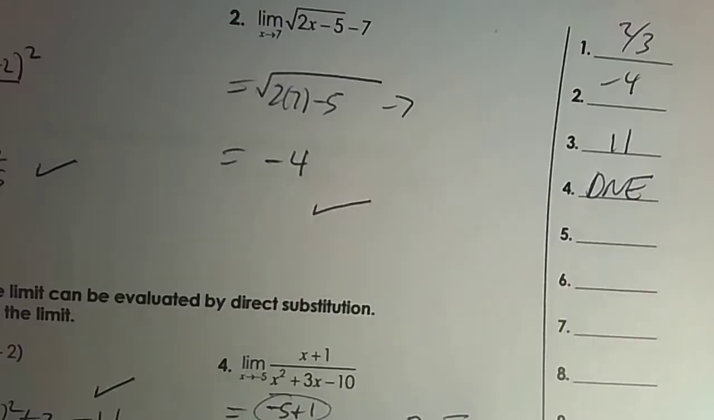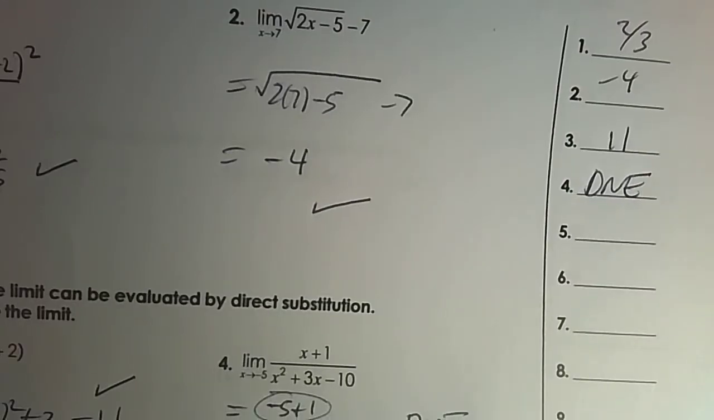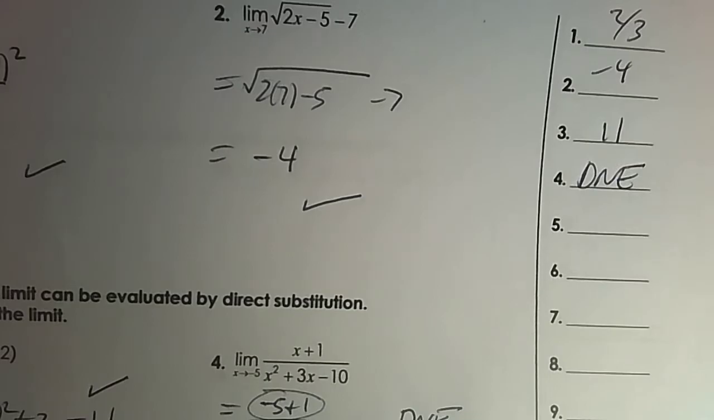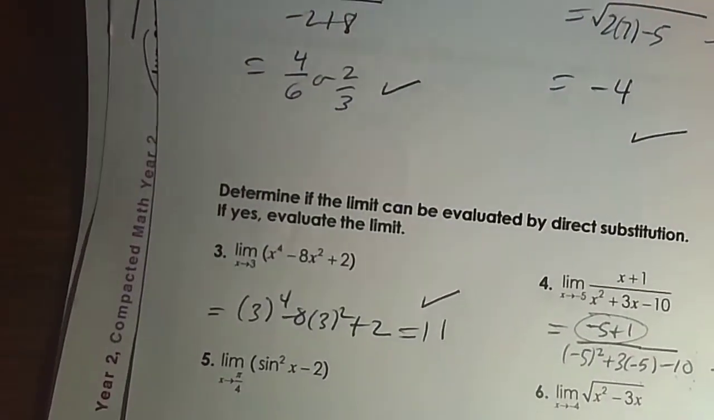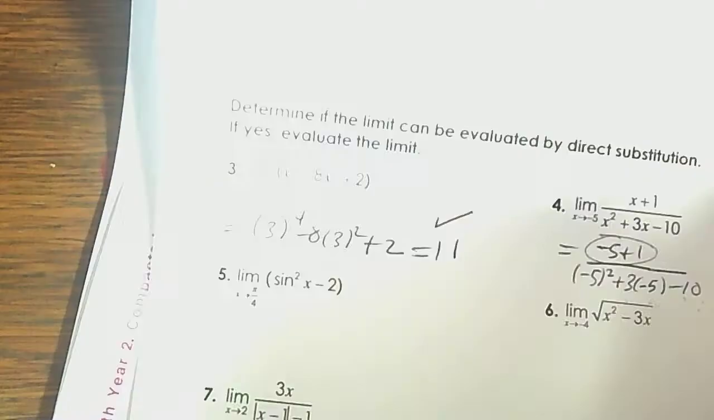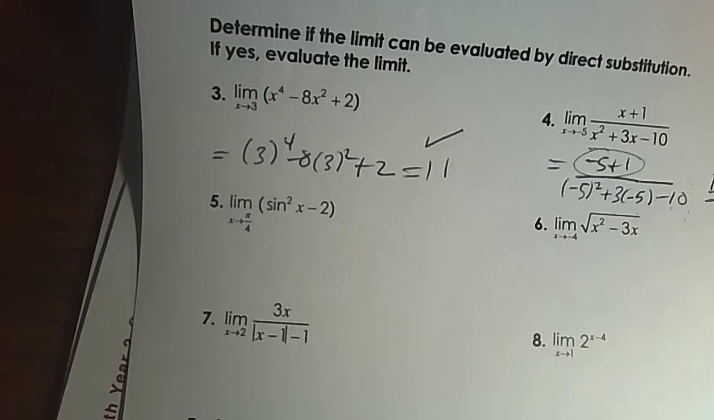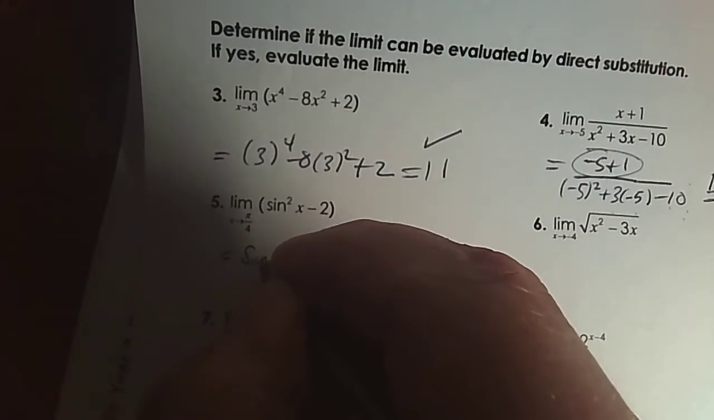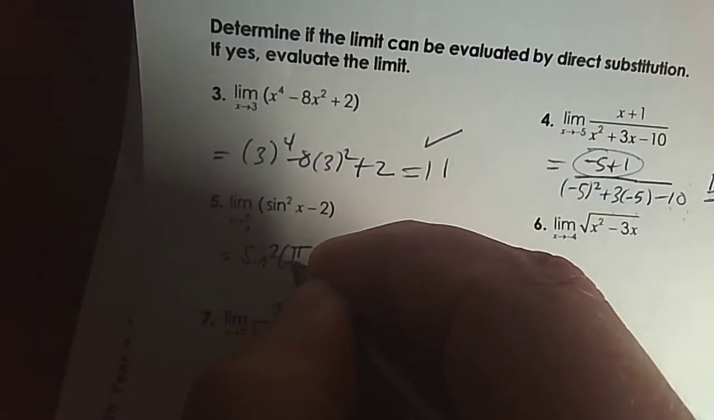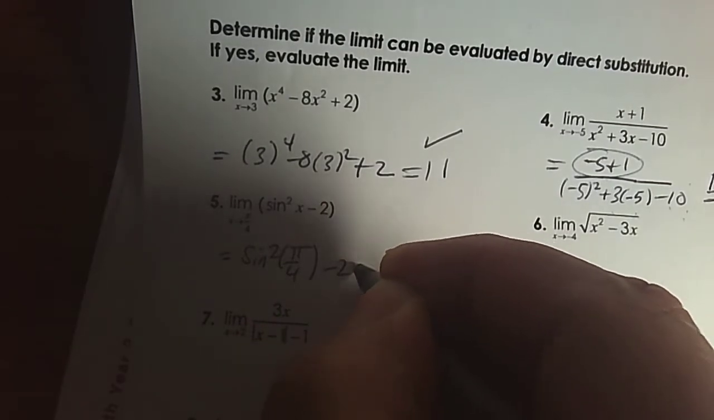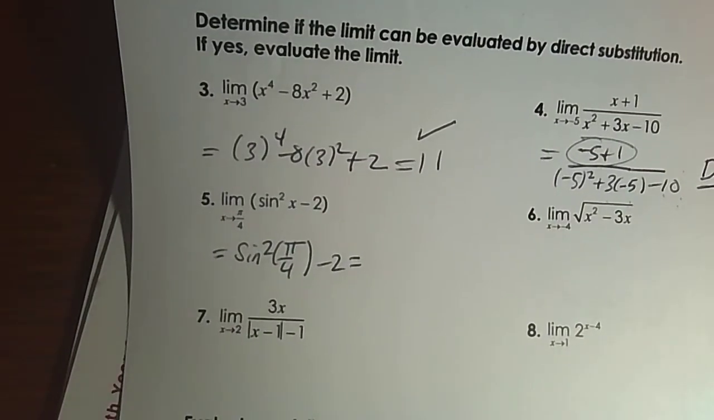So when we do direct substitution, if it was indeterminate, then we could factor or do the conjugate. But in this case, there's an asymptote there, and the limit does not exist. Number 5. Substitute in. Now sine is a continuous function. So when you substitute in, you are going to get your answer for this continuous function.